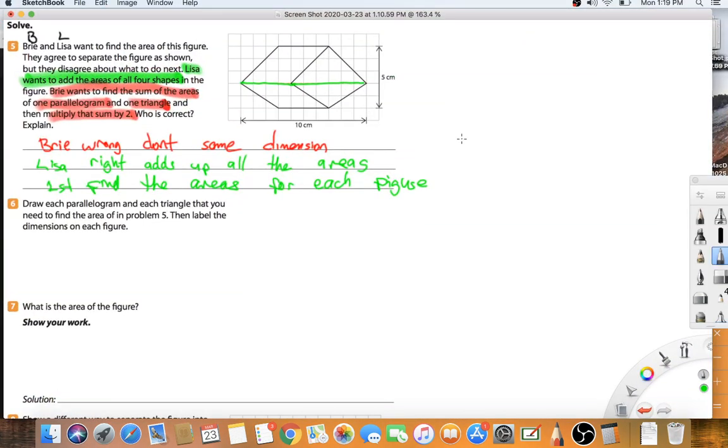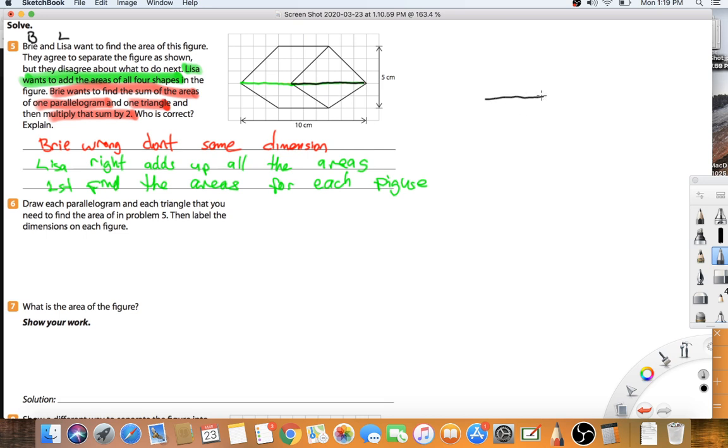Now let's go to number 6. Number 6 says, draw each parallelogram and each triangle that you need to find the area in problem 5. Then label the dimensions of each figure. Okay, so now I actually have to draw them out or figure them out. I mean, they're separated, right? So let's do the triangles first. The triangles are 1, 2, 3, 4, 5, 6. 6 for the base.